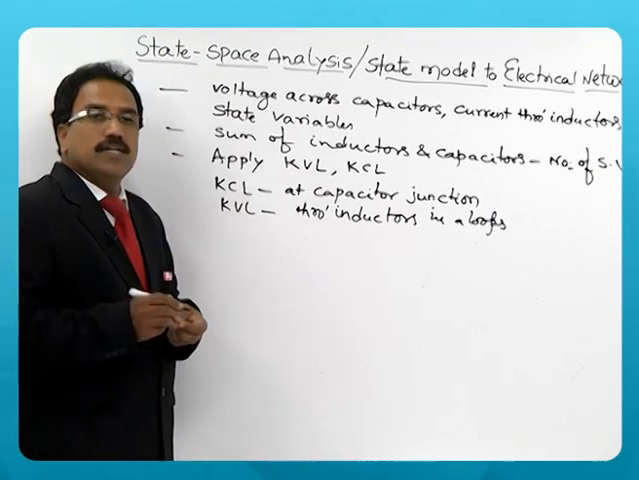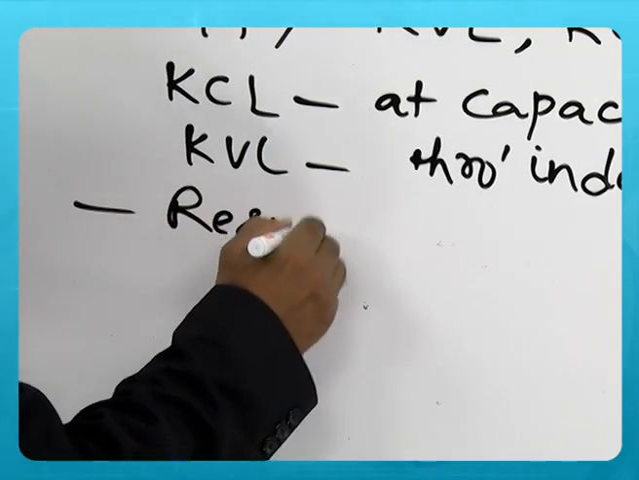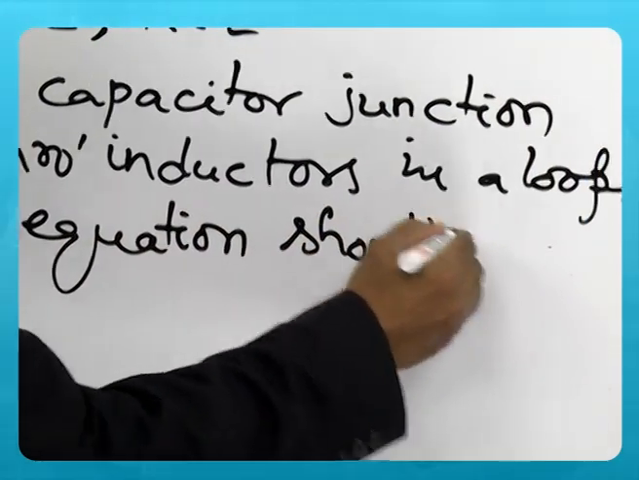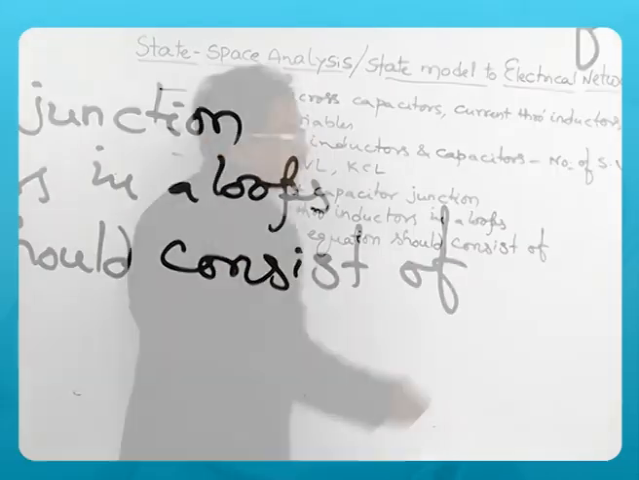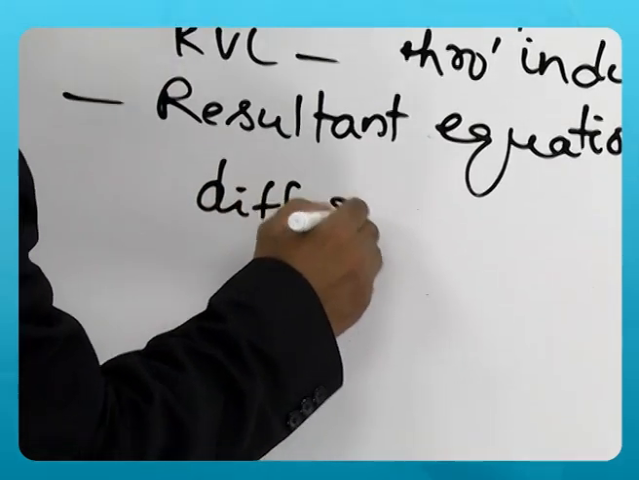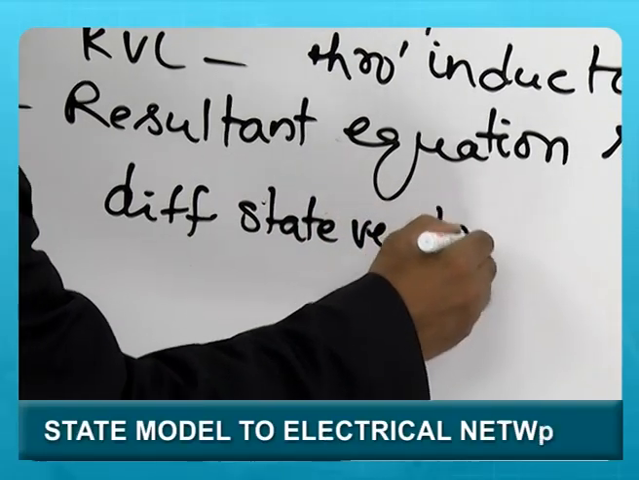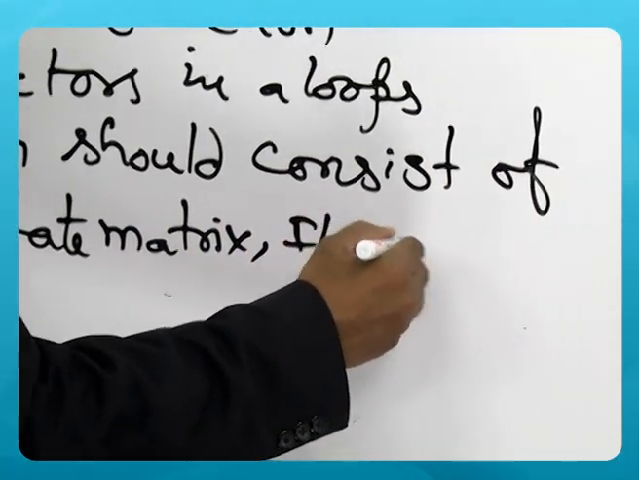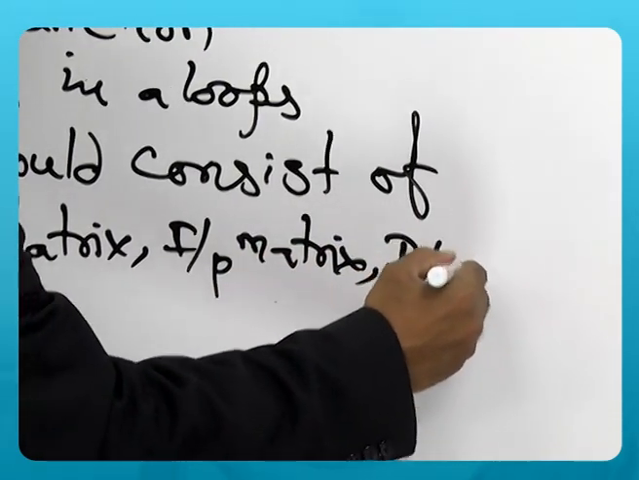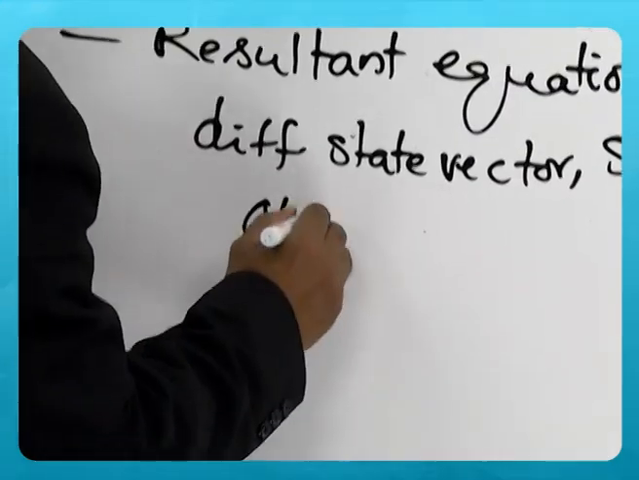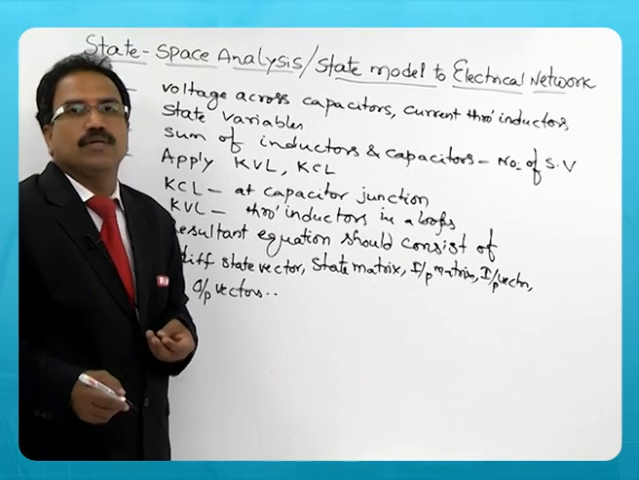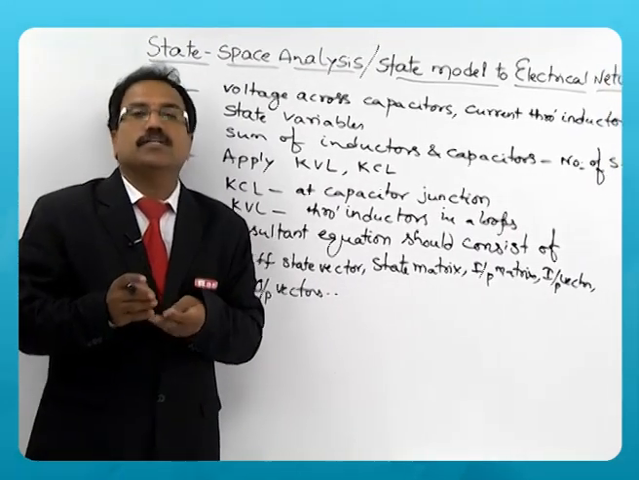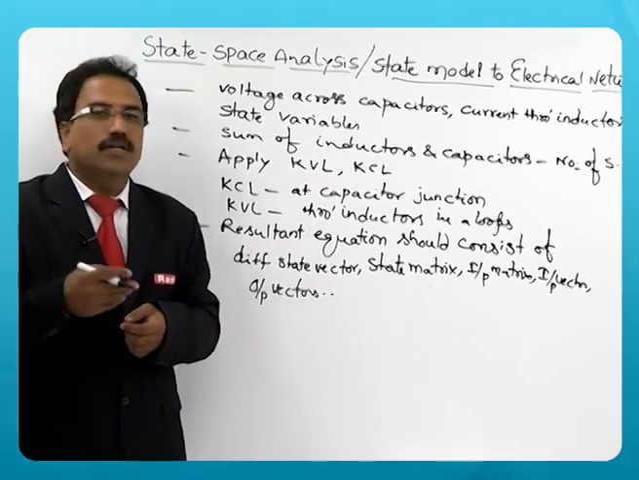The resultant equation should consist of the differential state variable vector, state matrix, input matrix, input vector and output vector, all this. So, when an electrical network is given, we need to look into the network to see how many inductors and capacitors it has. Based on that, the state model can be framed.